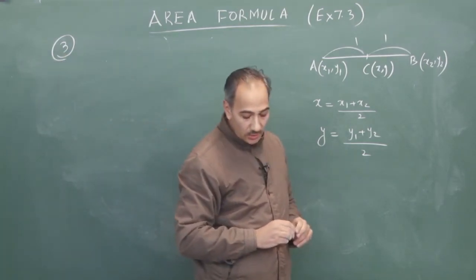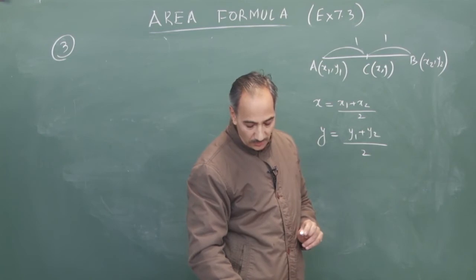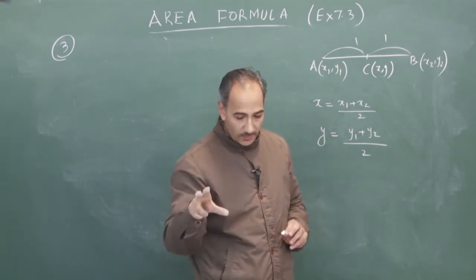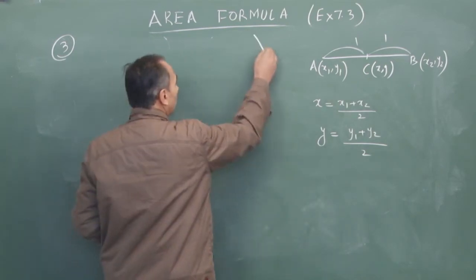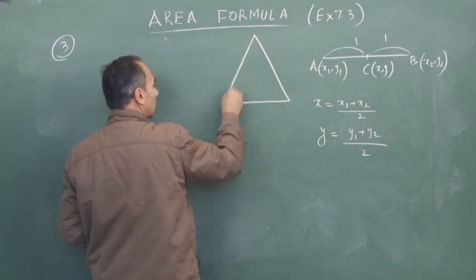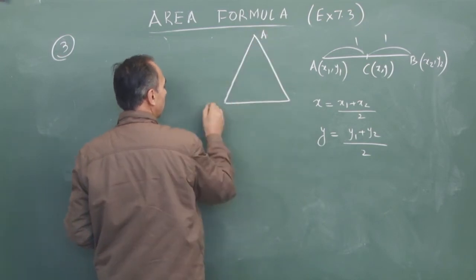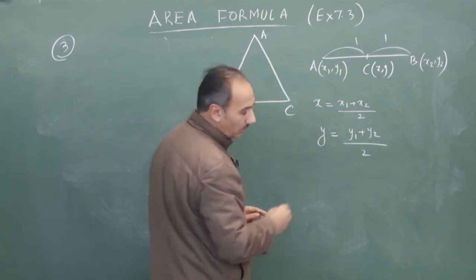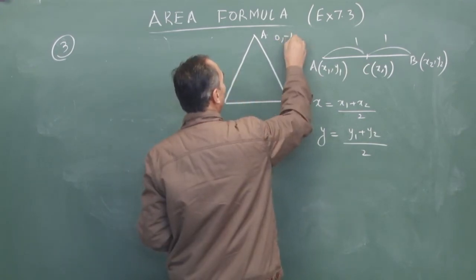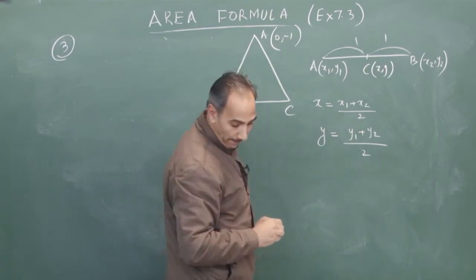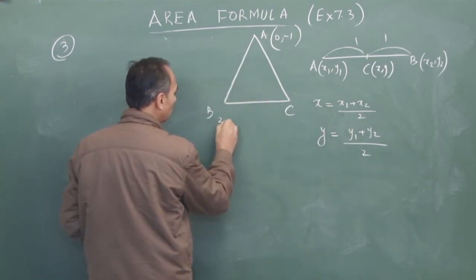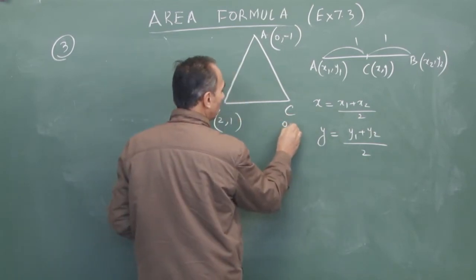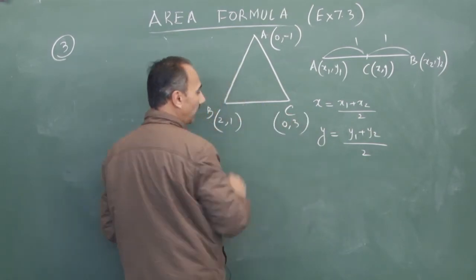It says find the area of the triangle that is formed by joining the midpoints of the 3 sides of a triangle whose vertices are given. So we have a triangle, big triangle given, whose vertices are given. This is triangle ABC. What are the vertices? Coordinates of A are 0, minus 1. Coordinates of B are 2, 1. And coordinates of C are 0, 3.